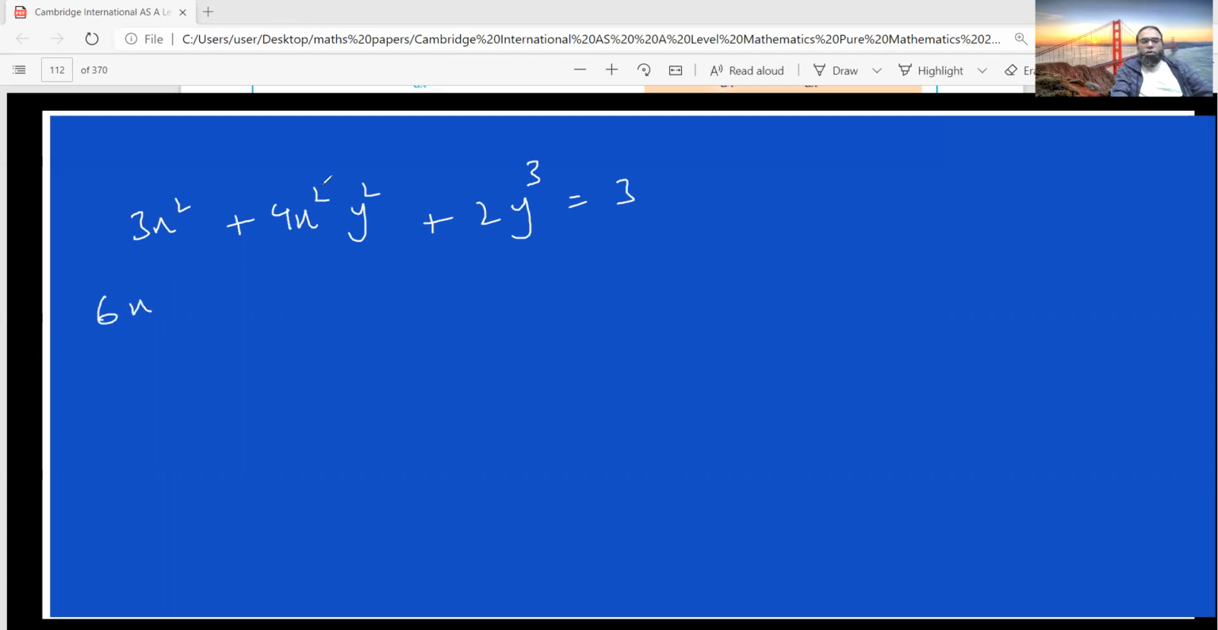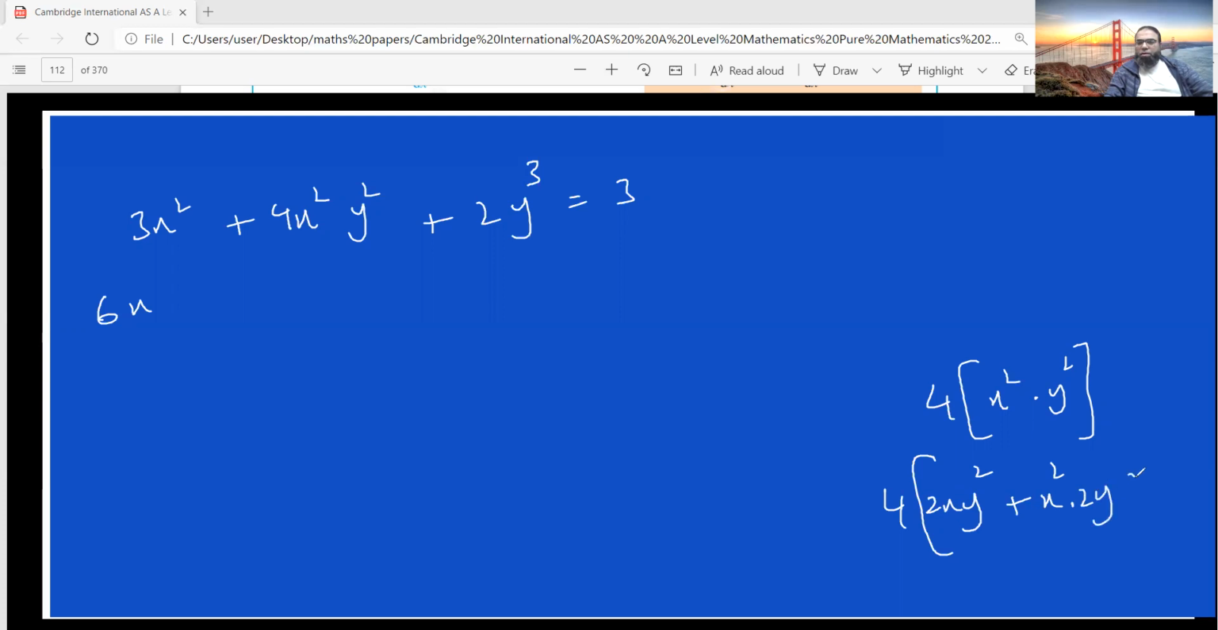Now you see this is a product over here, 4x squared y squared. You can write it as 4 into x squared and then y squared, and then you can differentiate. It's going to be 4 into the derivative of x squared, which is 2x, and then y squared would come as it is, plus x squared as it is, and then the derivative of y squared would be 2y dy by dx. So you have to apply that product rule into it. The 6x plus 4 into 2x y squared plus x squared times 2y dy by dx.